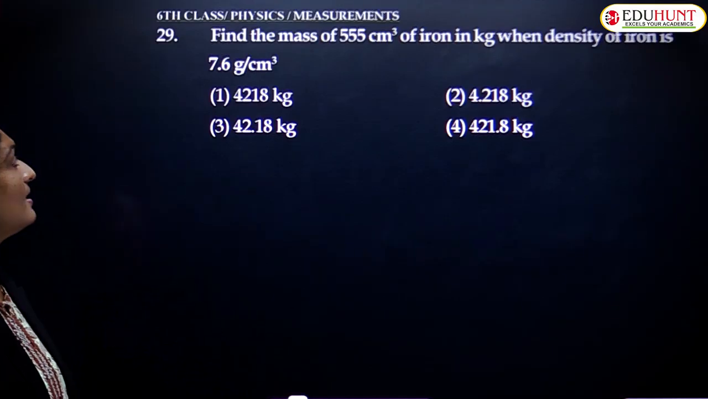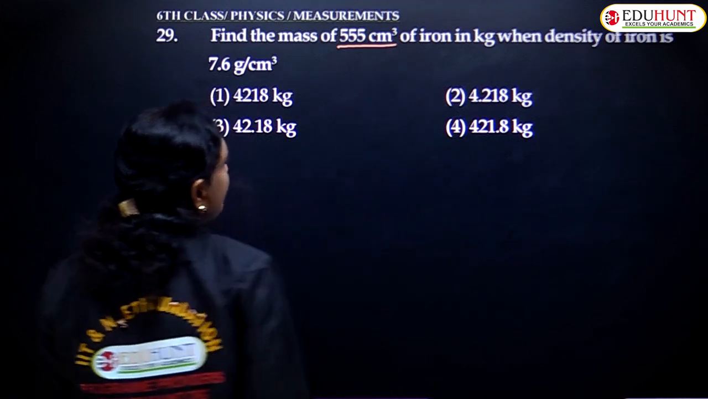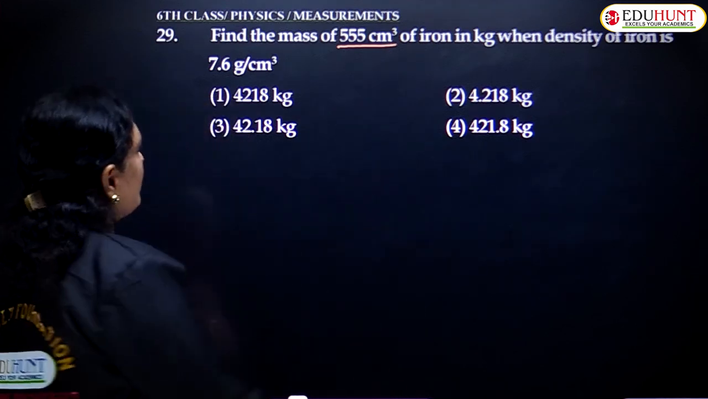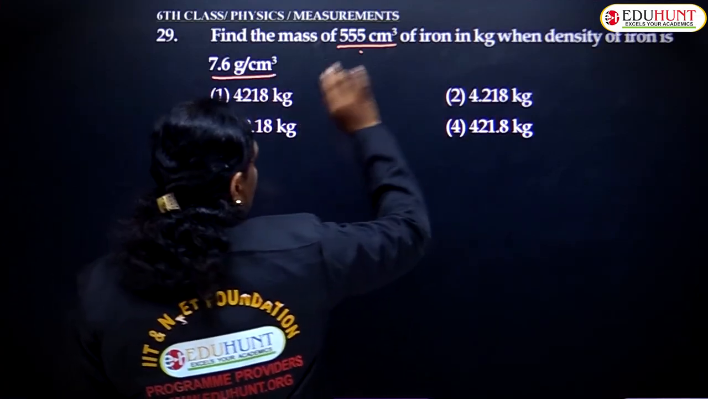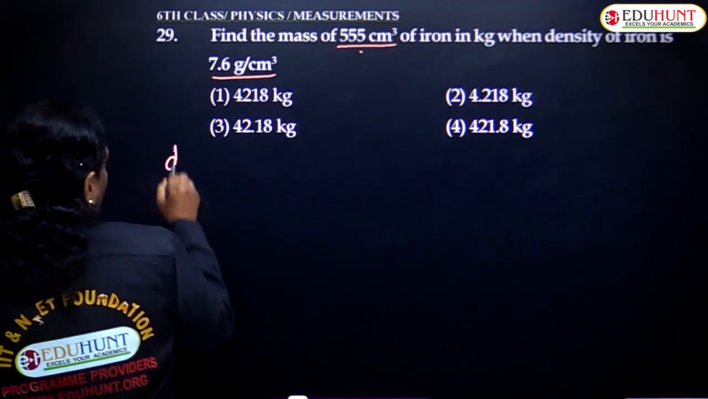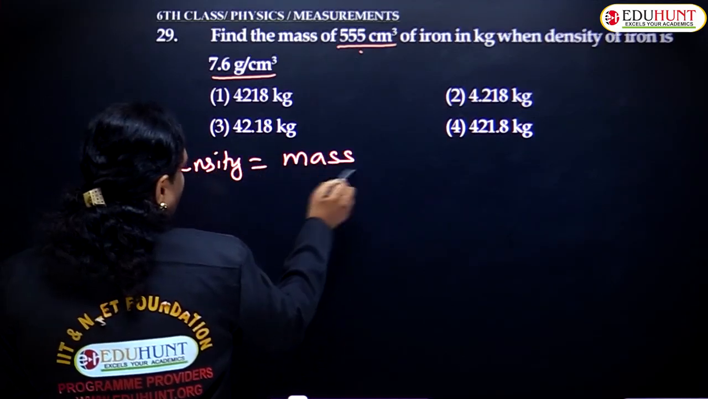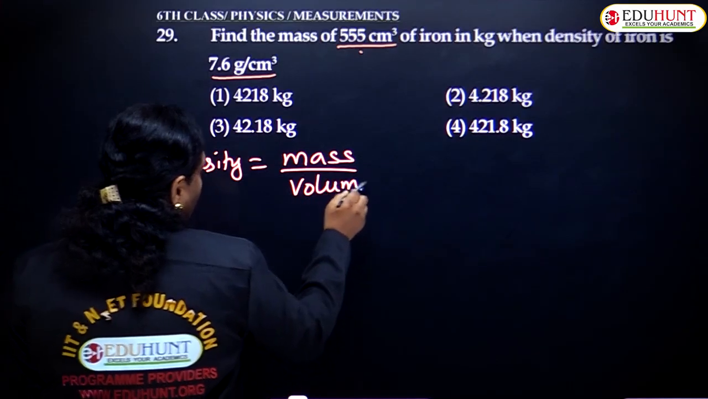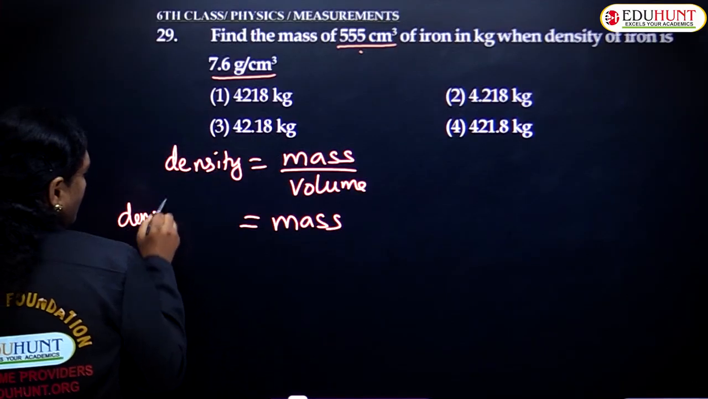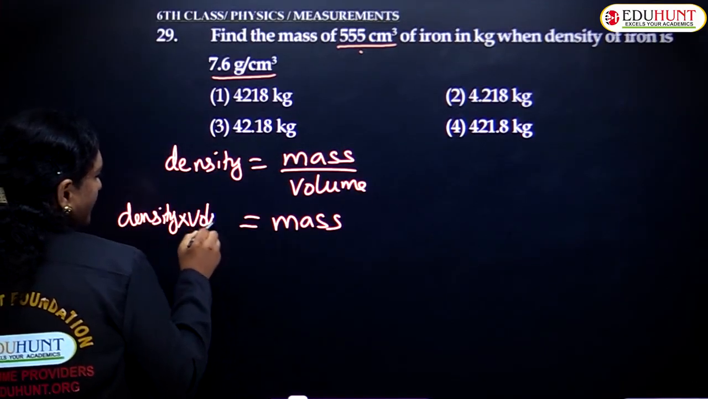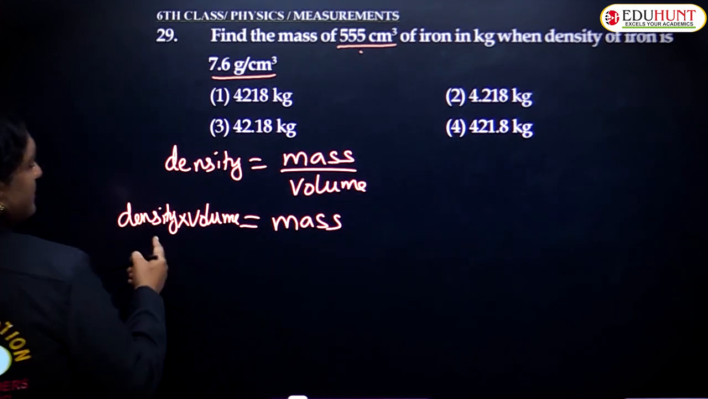Next, find the mass of 555 centimeter cube of iron in kg when density of iron is given as 7.6 gram per centimeter cube. So what are you asked to find out? Mass. Volume is given and density of iron is also given. As density equals mass by volume, clearly mass equals density into volume. Okay children?